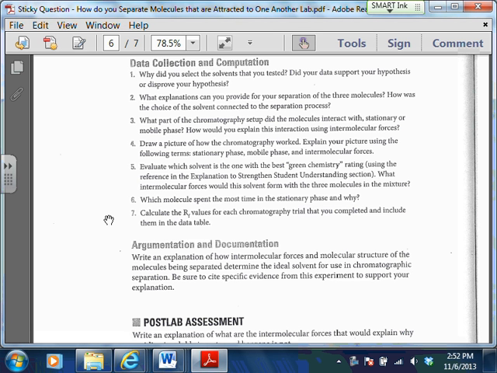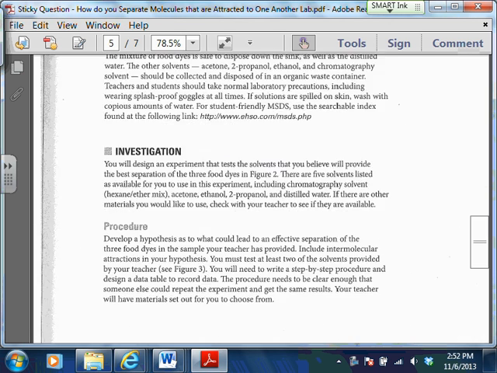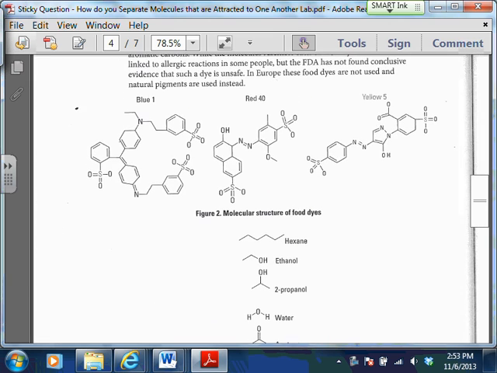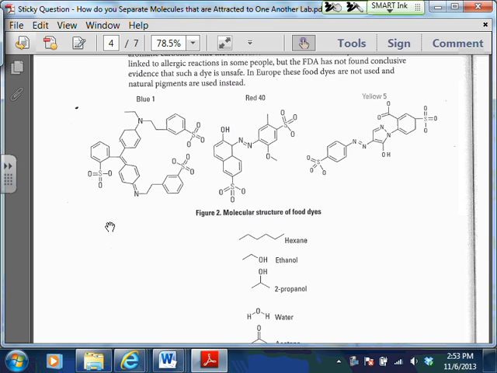Okay, here's where it gets a little bit funny. Draw a picture of how the chromatography worked. Explain your picture using the following terms: stationary phase, mobile phase, and intermolecular forces. So drawing a picture of how the chromatography worked. This is fun. And I'm going to cheat a little bit. I'm going to use the pictures they already have drawn on here. Sorry. I know that's not fair.